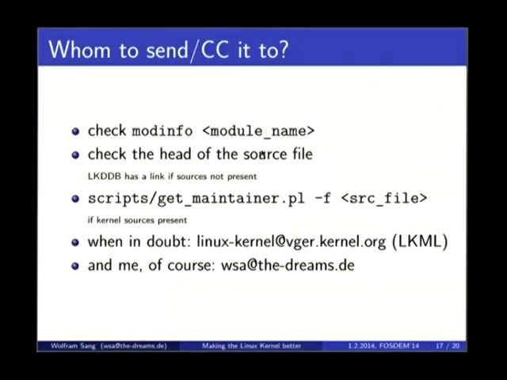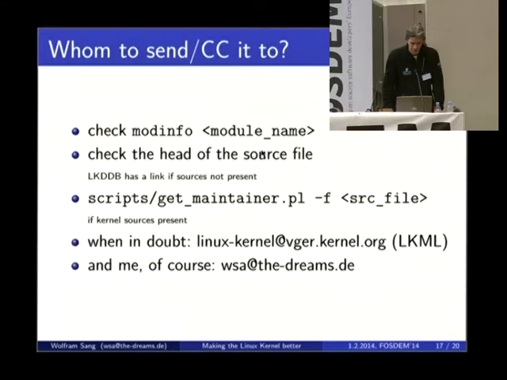If you have kernel sources installed, there's a nice script in the subdirectory scripts. It's called get_maintainer. It will simply print a list of people who you should have in your CC from the mail. I use it myself when I'm creating patch series. It's a good tool, very useful.